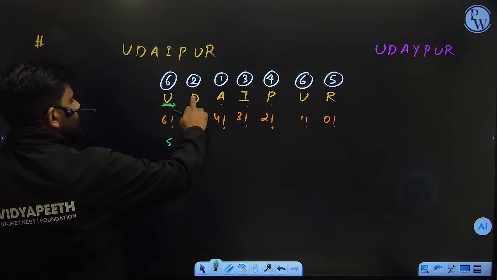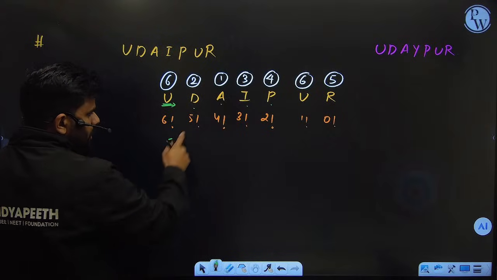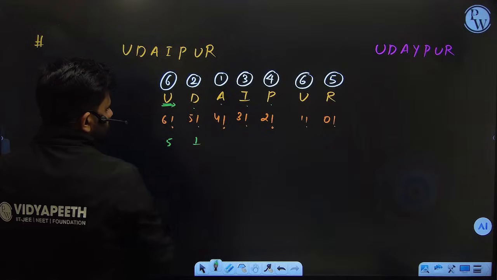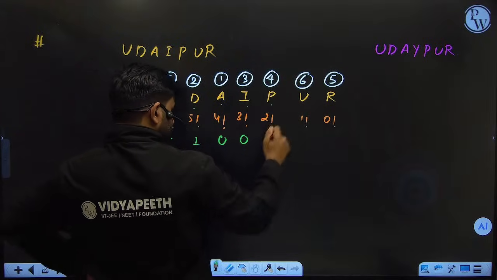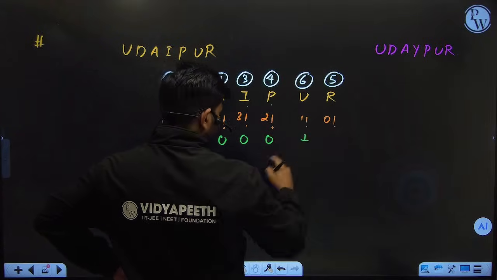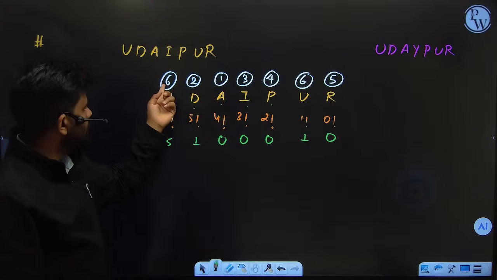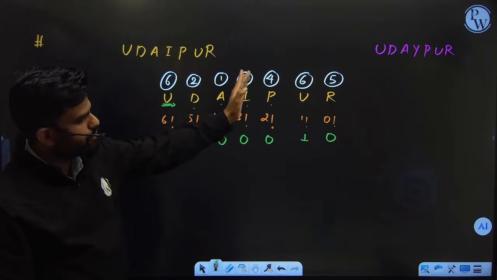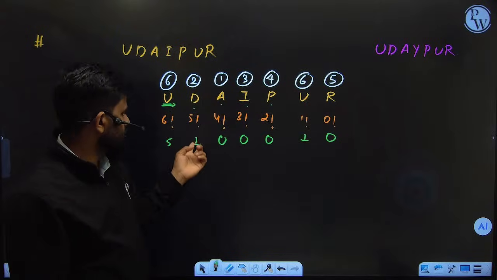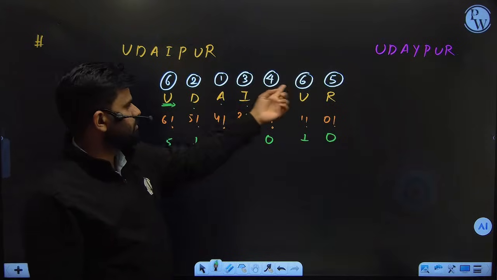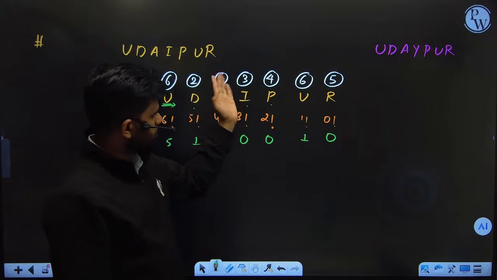Similarly we'll do for D. There is only one A that comes before D, so it will be 1. Then for A it will be 0, for I again 0, for P again 0, for U it is 1, and for R it is 0. You can just see the numbers also. How many numbers are smaller than 6 on the right side of U? There are 5 numbers. How many numbers are smaller than 2? Only 1 number. How many numbers are smaller than 1? None of them is smaller, so it is 0. How many of them are smaller than 3 on the right side of this?